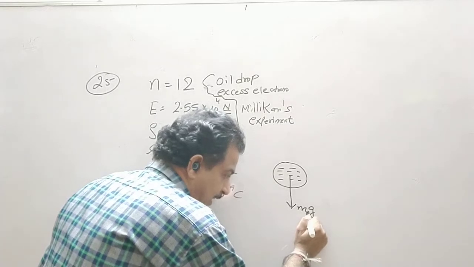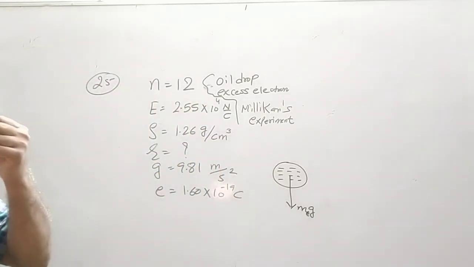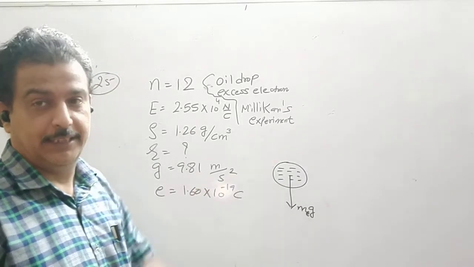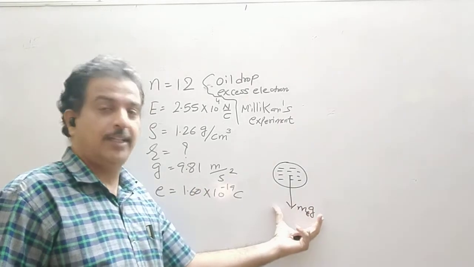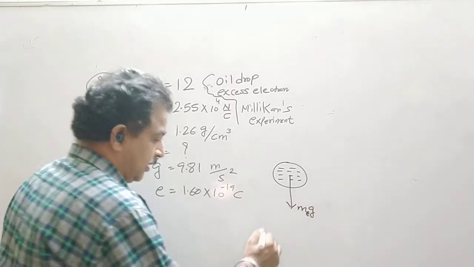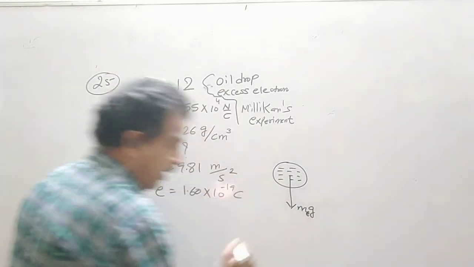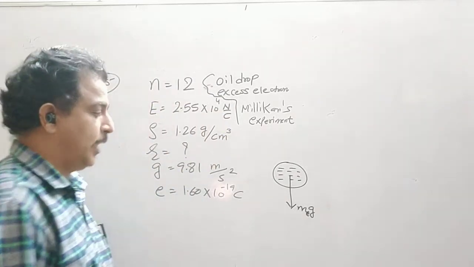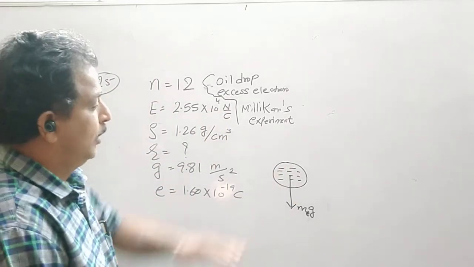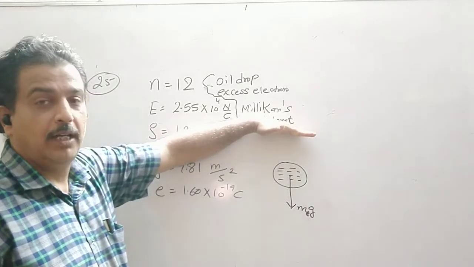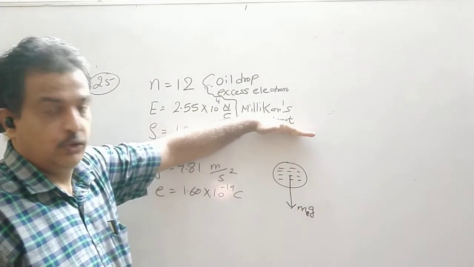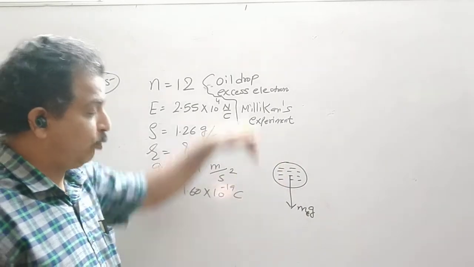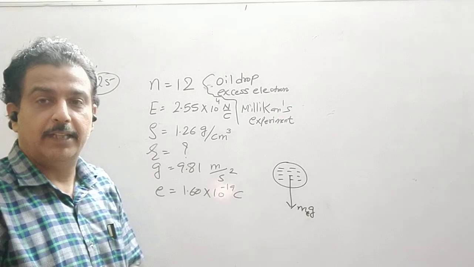Say m_e is the mass of the electron. Now it is given that this oil drop should be held stationary. When will it be held stationary? When the surface at the bottom has a negative charge, so that there is a force of repulsion, or the top of it has positive charge, so that there is a force of attraction. Then only it will be held stationary, otherwise it will fall downward due to the gravitational force.